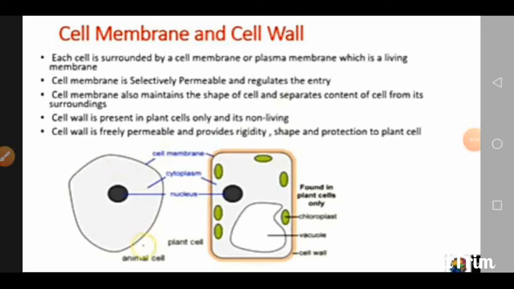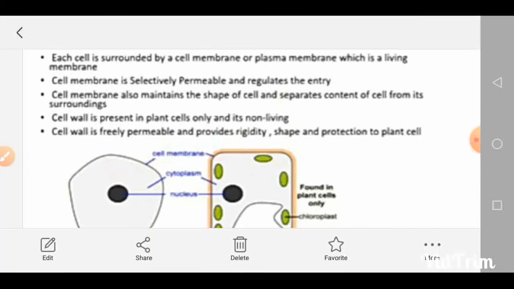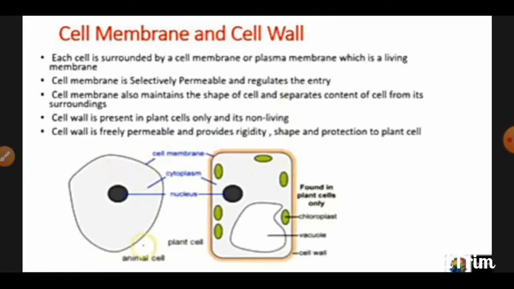The second point is, the cell membrane is selectively permeable and regulates the entry. Selectively permeable means the animal cell will give entry to any particle, and the plant cell will give only restricted entry.